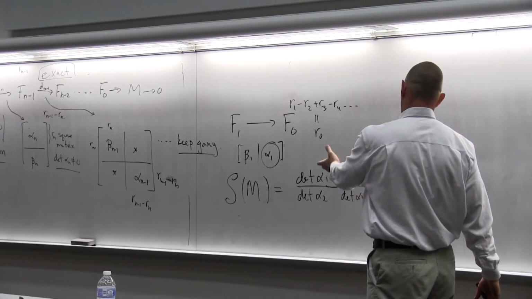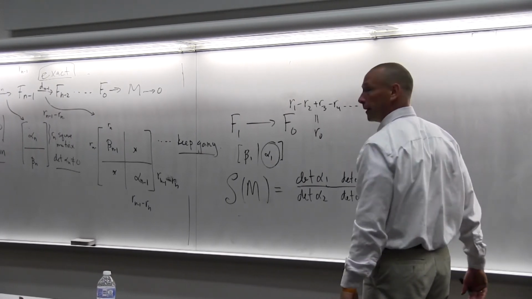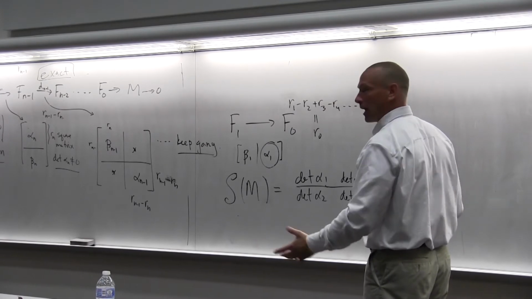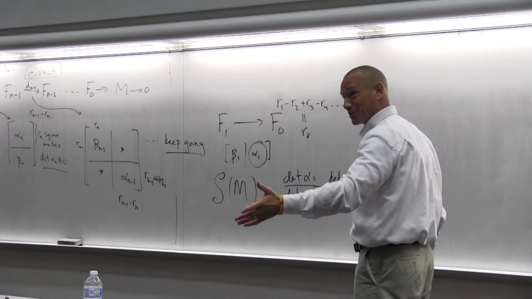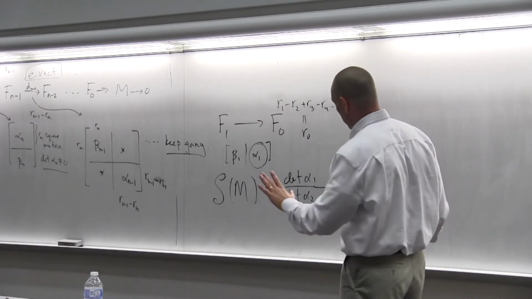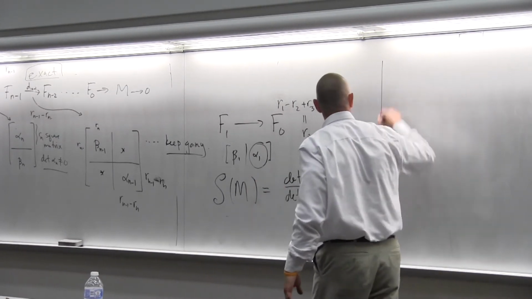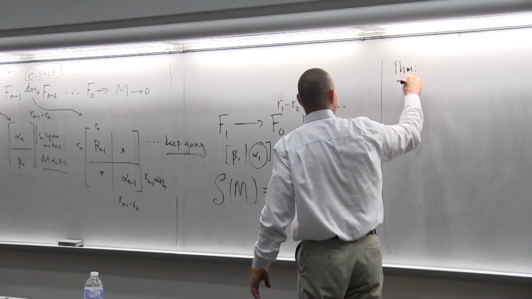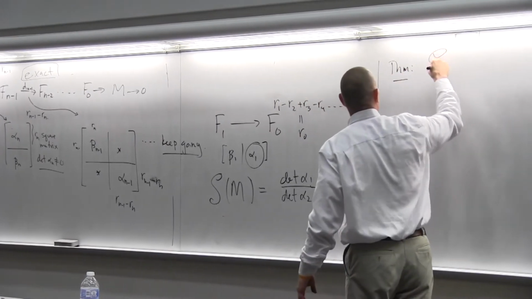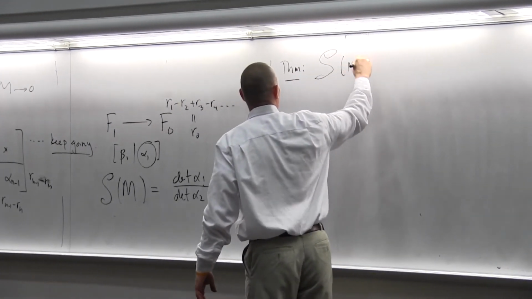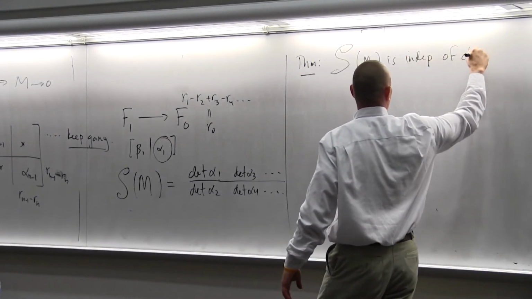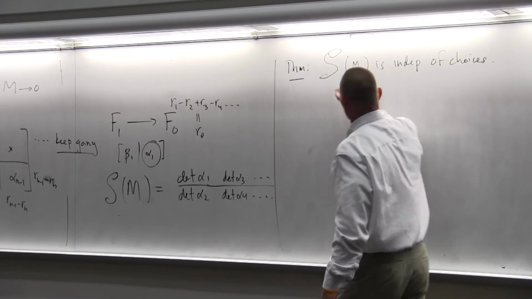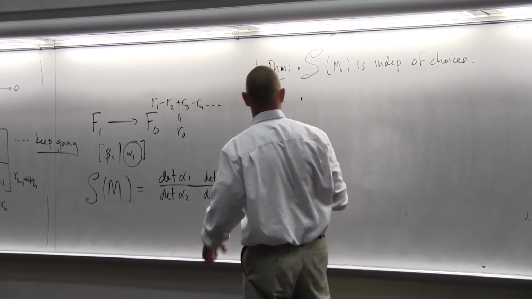I take the product of these determinants divided by a quotient. This seems like some random object. Who cares, right? You guys obviously look like you need the last espresso. So here's the theorem on these, and it's not a hard theorem to prove. The theorem: S of M is independent of the choices. Who cares, okay? There are other nice properties, which I won't write out.